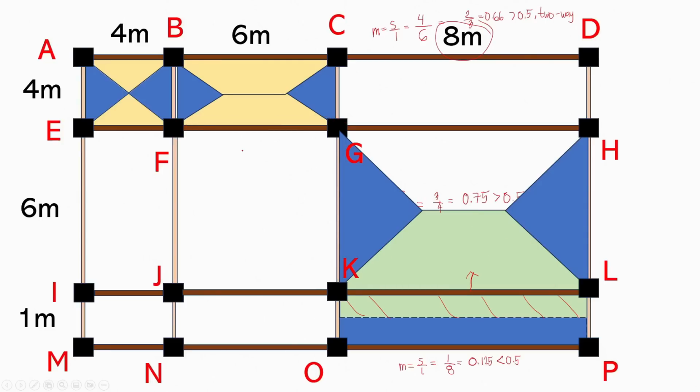Now, we will first check M. This is a two-way slab. So for this adjacent slab, we will have a trapezoidal area. However, for this adjacent slab, we have a square, because this side is 6 meters and this side is also 6 meters. And since that's a square, our tributary area will be triangular.